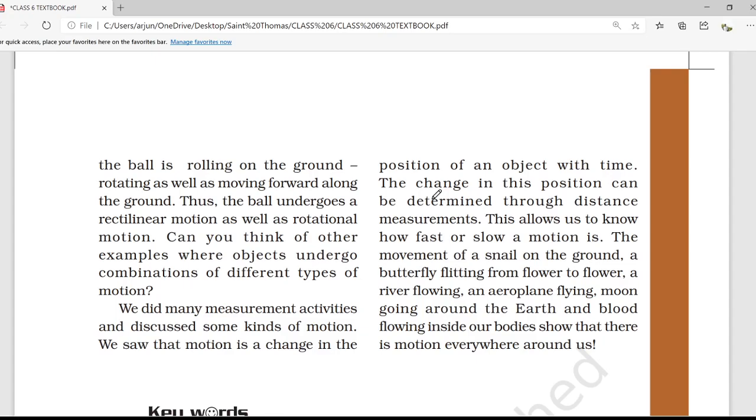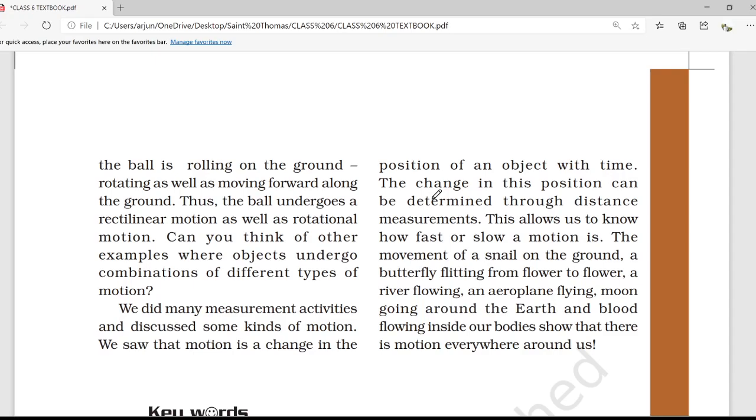We did many measurement activities and discussed some kinds of motion. We saw that motion is a change in the position of an object with time. This is the definition we saw in the previous lecture. Motion is a change in the position of an object with time. The change in position can be determined through the distance measured. This allows us to know how fast or slow a motion is.